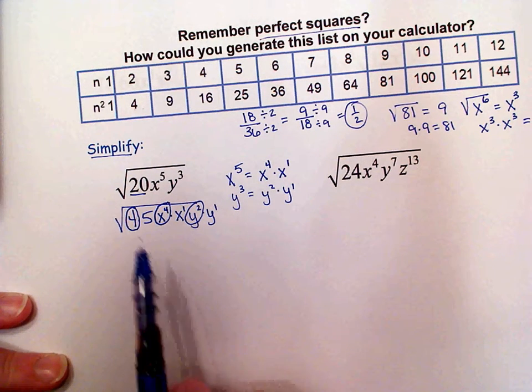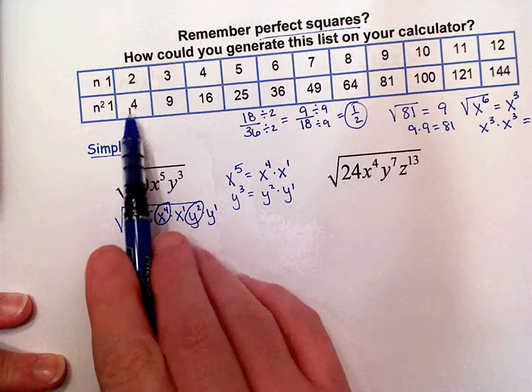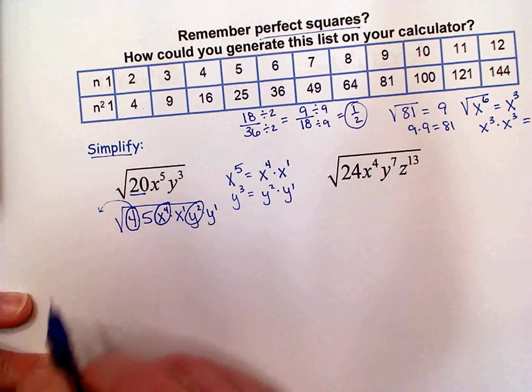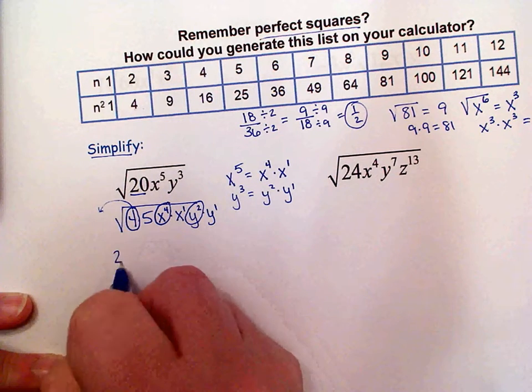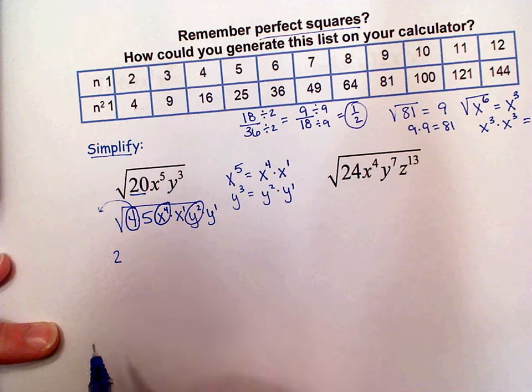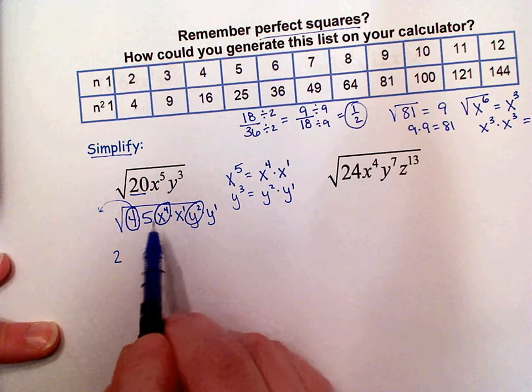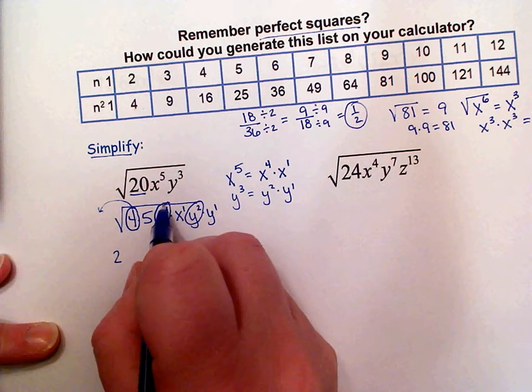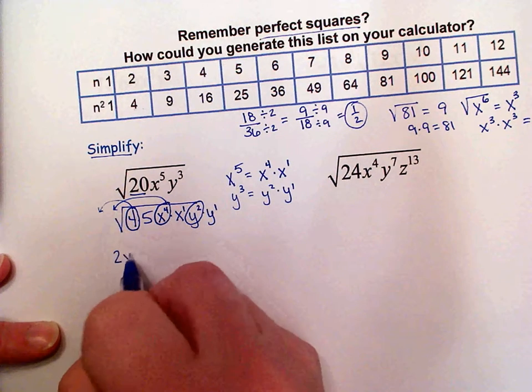So I'm going to take the square root of 4. The square root of 4 is 2. When I do that, that 2 comes outside the radical, but I'm going to start a new line because this becomes my answer. The 5 is not a perfect square. The x to the 4th is. All even exponents are perfect squares. Just take half of that exponent. So half of the 4 gives me an x to the second outside the radical.